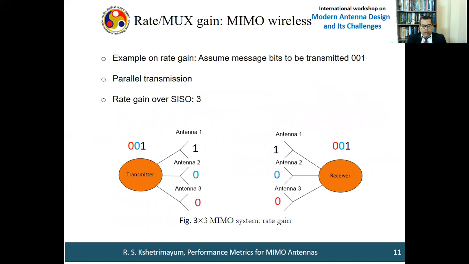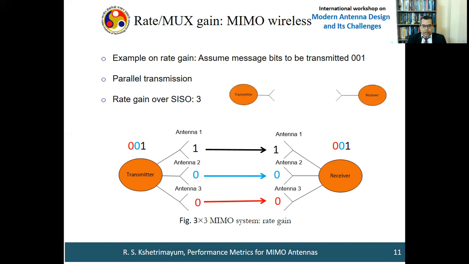So let us discuss the two gains MIMO wireless has. First is called rate gain or multiplexing gain. In the rate gain, we actually transmit bits or symbols simultaneously from the transmitting antennas. Let us consider a 3x3 MIMO system. Let's say we want to transmit 3 bits, 0, 0, 1. 1 can be transmitted from the first antenna, 0 from the second antenna, and 0 from the third antenna. So we can have simultaneous transmission of 3 bits at a time when we consider a 3x3 MIMO system.